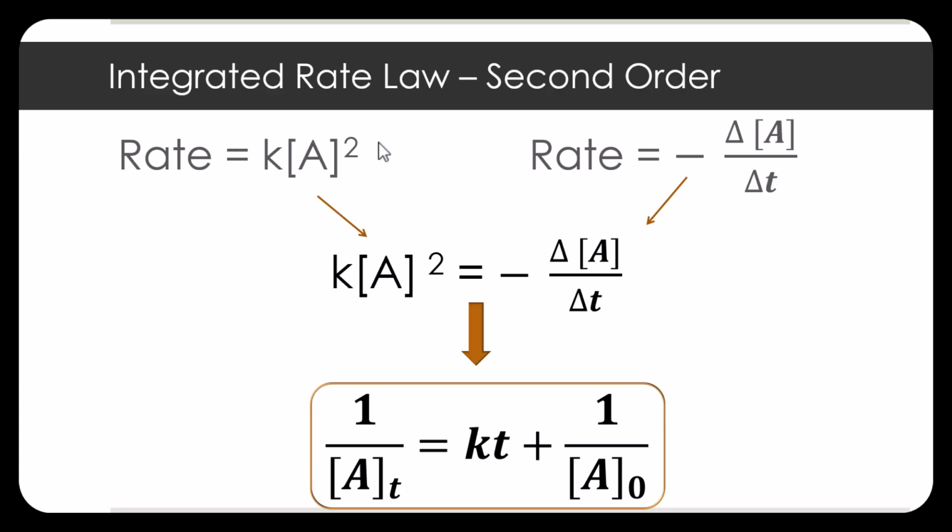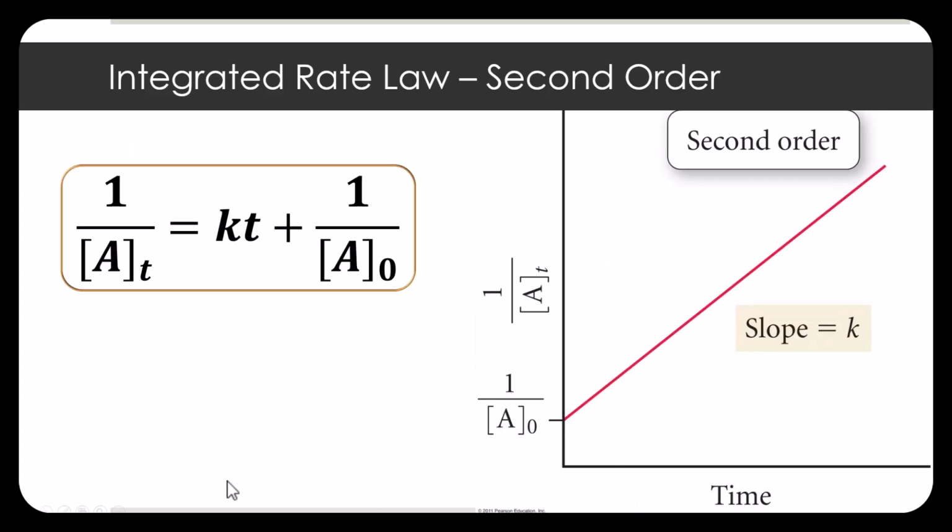So what we see here is the integrated rate law for second order is going to be 1 over the concentration of A at time t equals the rate constant times time plus 1 over the concentration of A at time 0. Again, we have rearranged it in this format because we've got an equation for a straight line.